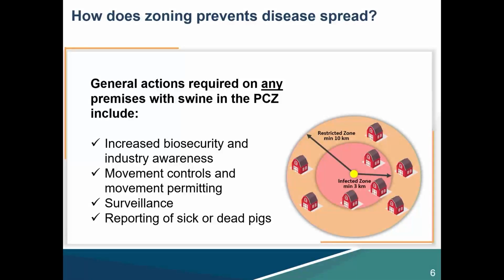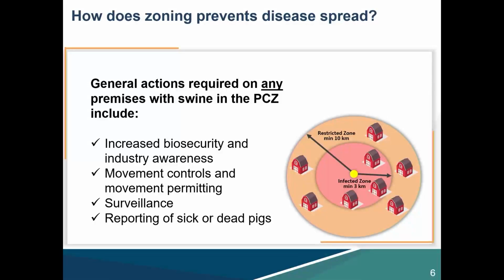Thank you. So in this zone, any premises with swine will be subject to increased biosecurity and also movement control. The basic principle of a zone is to ensure that everything that moves in link with the disease, in this case African swine fever, will have to be moved under control, under a permit, under certain conditions, and maybe we can prohibit certain movements.